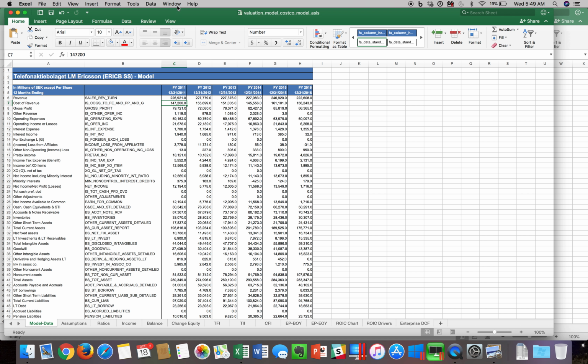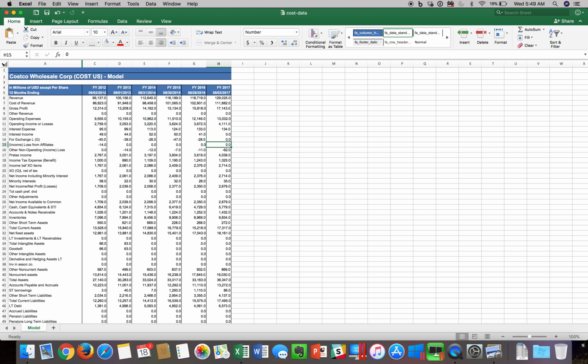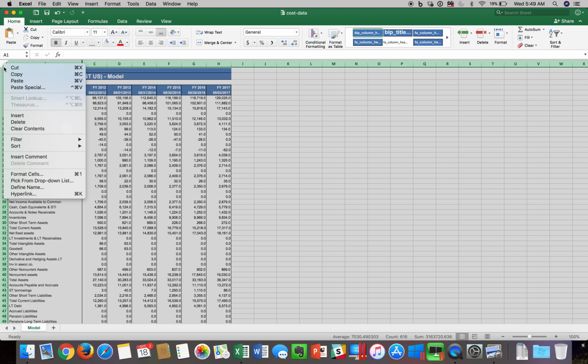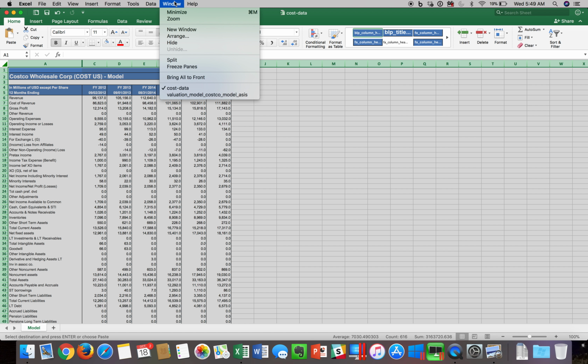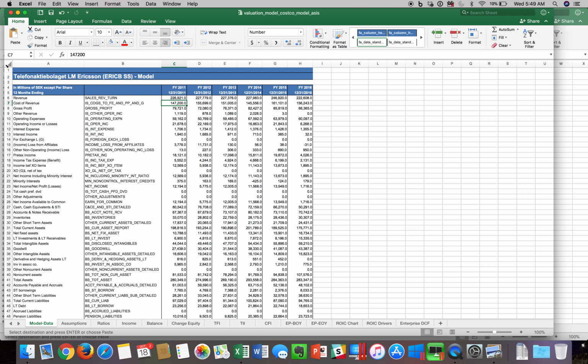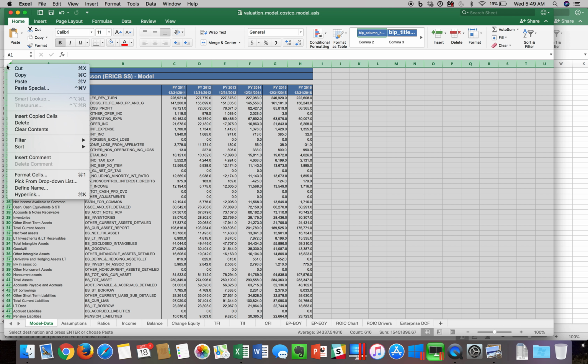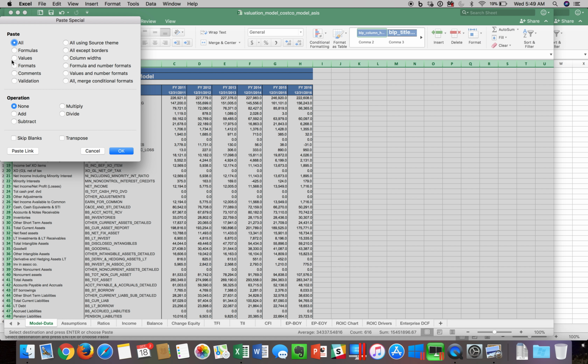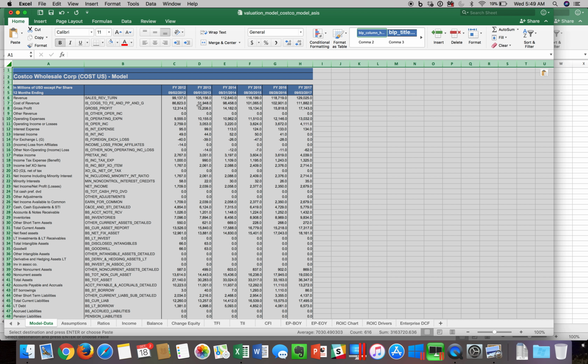So with the Costco data, with zeros replacing all the dashes, select the tab, copy it, go to the valuation model, select the whole tab, right-click, paste special values. Do paste special values because you don't want to make links across spreadsheets. And that will overwrite the Ericsson data with the Costco data.